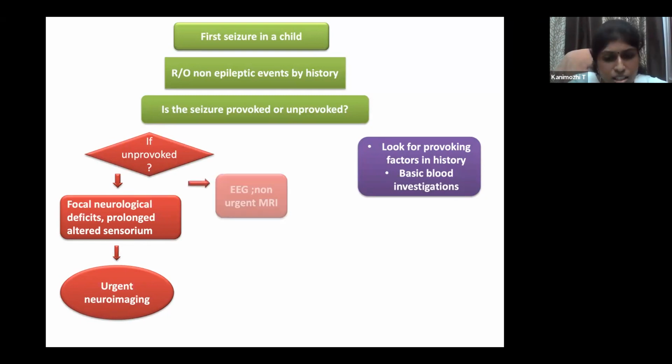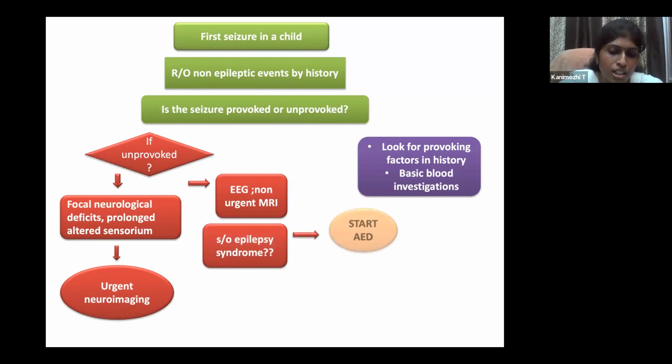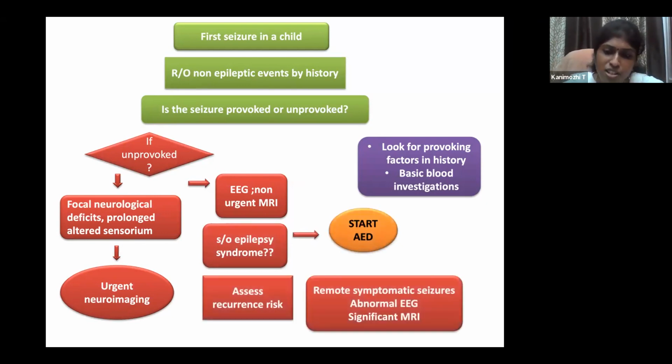Any features suggestive of an epilepsy syndrome, then start AEDs. Otherwise, assess the recurrence risk, like abnormal EEG or significant MRI findings or remote symptomatic seizures, again start AED. Otherwise, if the child experiences a second seizure, then start an AED. Okay, these are my references.